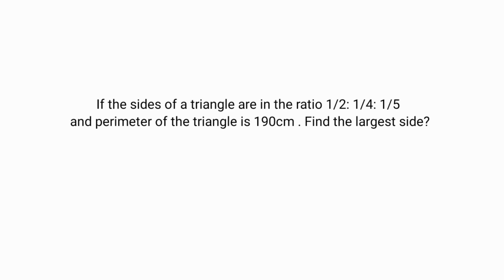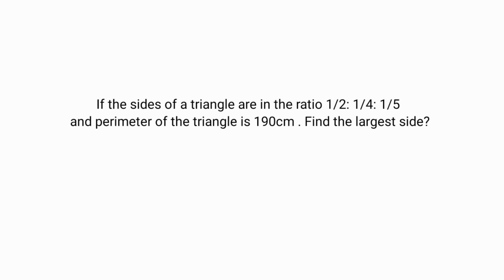If the sides of a triangle are in the ratio 1 by 2 is to 1 by 4 is to 1 by 5 and the perimeter of the triangle is 190, find the largest side. Here first we have to convert the ratio of fractions to ratio of whole numbers. So for that there is a shortcut. So here 1 by 2 is to 1 by 4 is to 1 by 5, no? So the first ratio will be, you just need to multiply the denominators of the other two values.